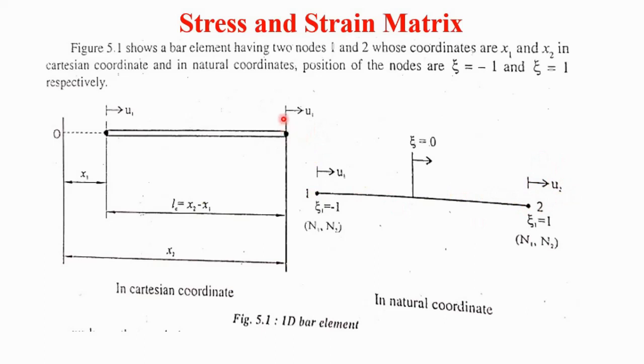As well as in the Cartesian coordinate system, u2 is the displacement at the second node, whereas u1 is the displacement at the first node. Then we can say that the second coordinate x2 minus the first coordinate x1 is the length of this element. So the length of the element is equal to x2 minus x1.